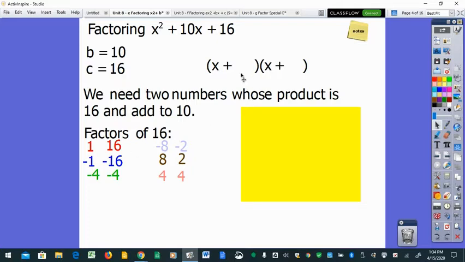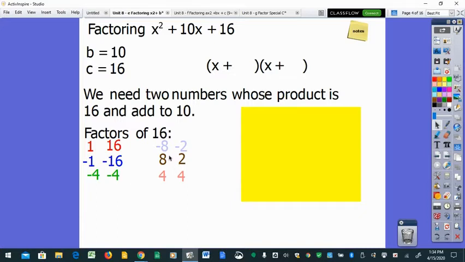So one of these and one of these, this pair is going to take the place here. But now those same two numbers have to add, using the O and the I of the FOIL, to give us the B. So if we added 16 and 1, we'd get 17. That's not our B. Same thing with the negatives, they aren't going to work. A -4 and a -4 is a -8.